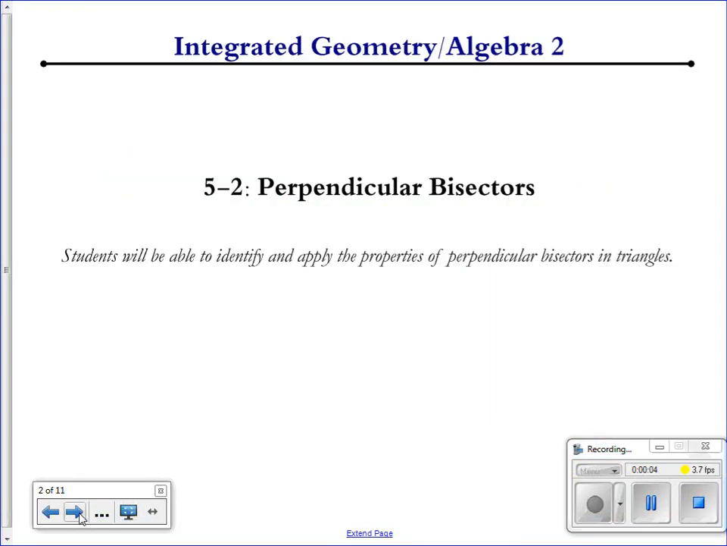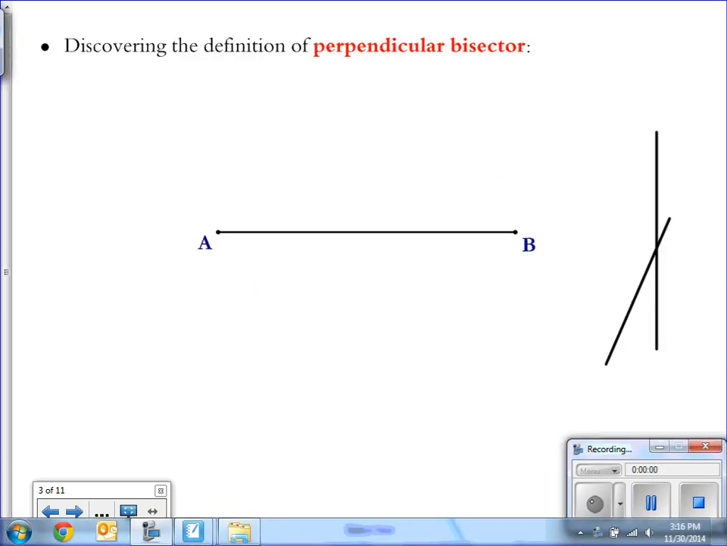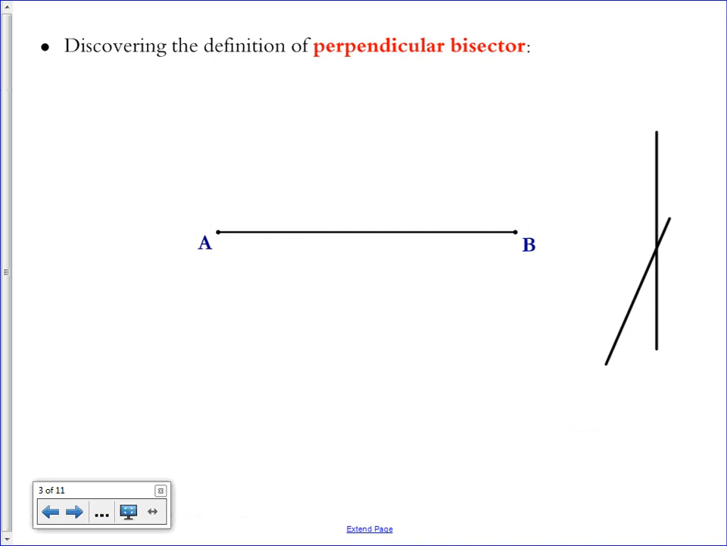This video is about perpendicular bisectors in triangles. So we want to start by discovering the definition of perpendicular bisector. I have drawn a segment AB, and I'm going to put a midpoint right in the center of it, and I'm going to call that point M. And that midpoint has divided AB into two equal segments. So AM is the same length as BM.